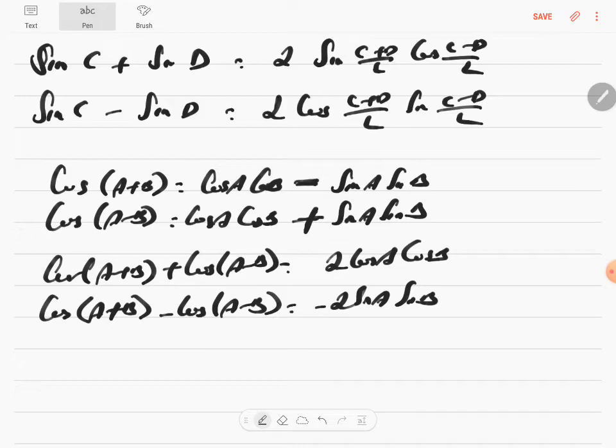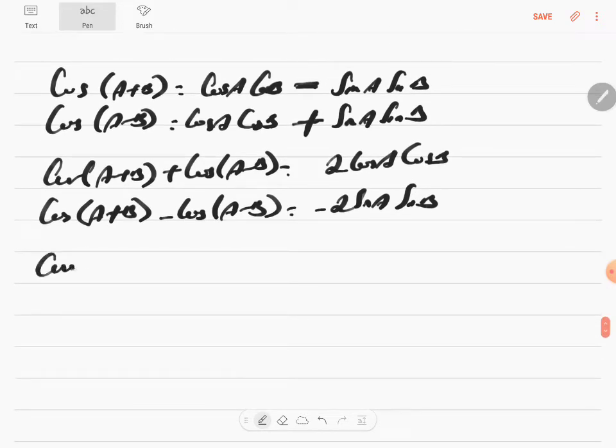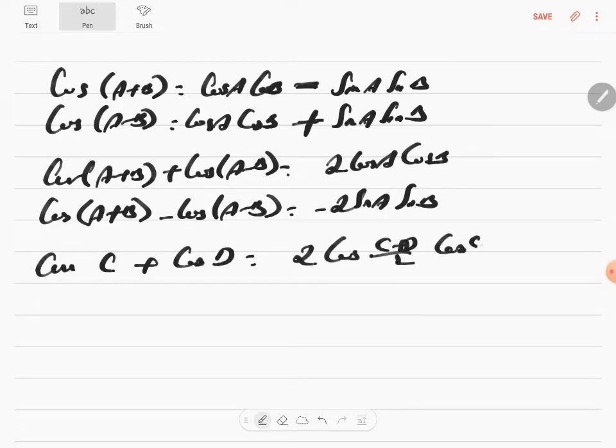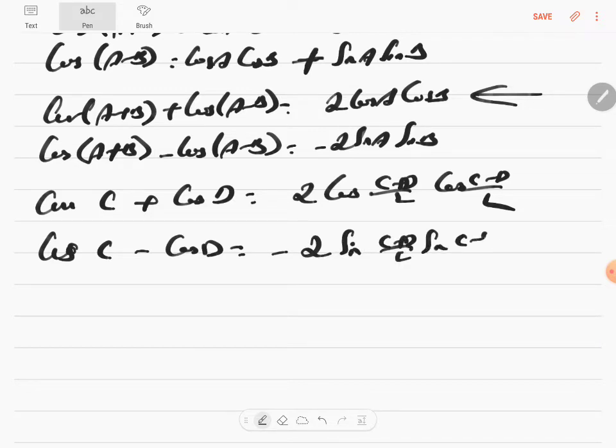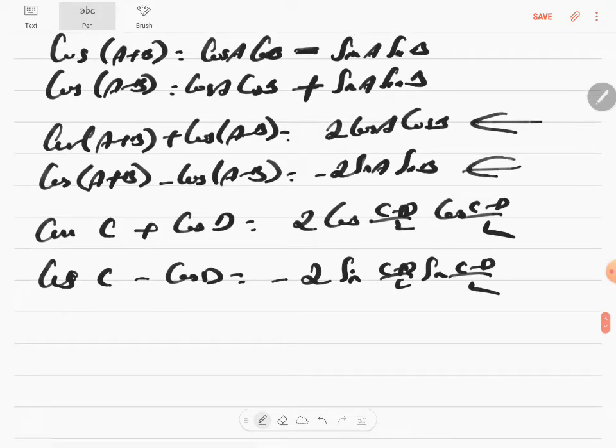So next is replacing A plus B as C and A minus B as D. You will get 2 cos C plus D by 2 cos C minus D by 2. The same formula where A is getting replaced as C plus D by 2, B is getting replaced as C minus D by 2. And cos C minus cos D is minus 2 sin C plus D by 2 sin C minus D by 2. That's about this formula. Okay.